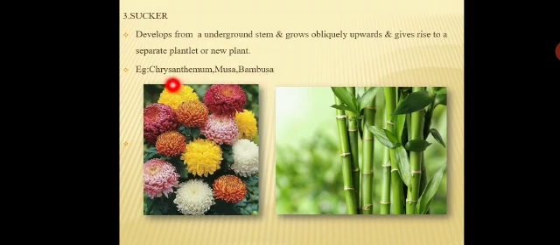Chrysanthemum is nothing but chevandi. Musa is nothing but valai maram. Bambusa is nothing but the bamboo tree. Some other Musa varieties come under sucker. Musa paradisiaca comes under the rhizome variety.